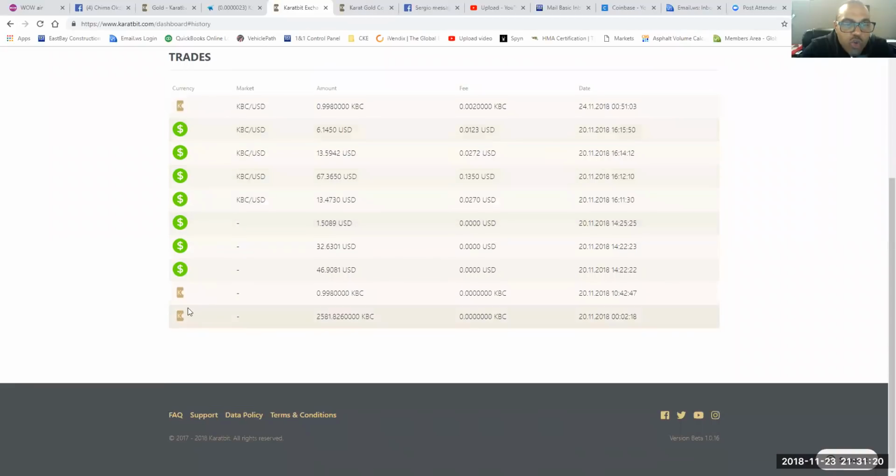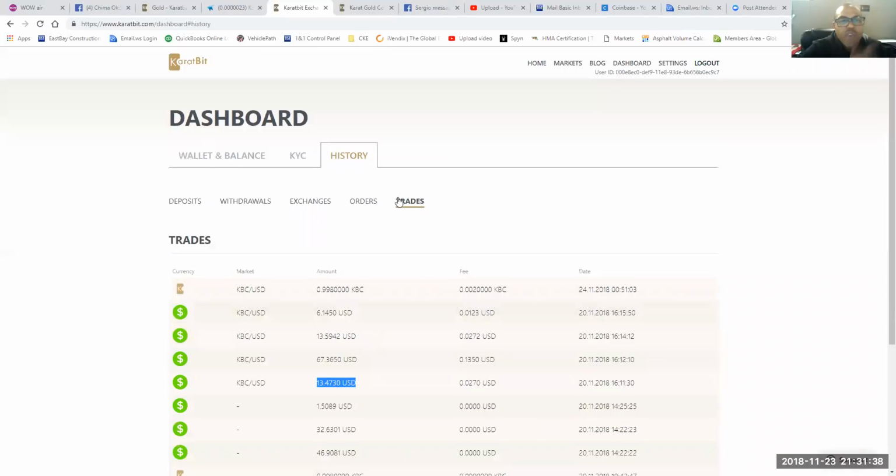So, let me look at the next tab, which is trade. Trade will show you every trade right here. KBCs that I traded on that day. Here go my one KBC. Here go USD that I traded. So I traded either KBC for USD or USD for KBC, if that makes sense. That's what trades is about.